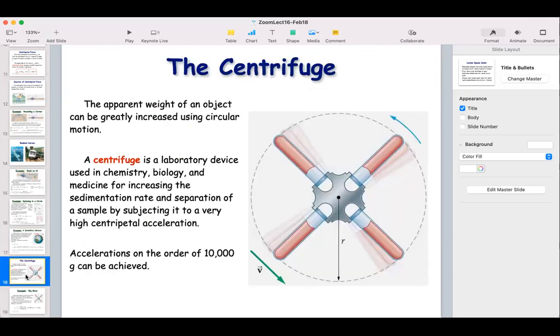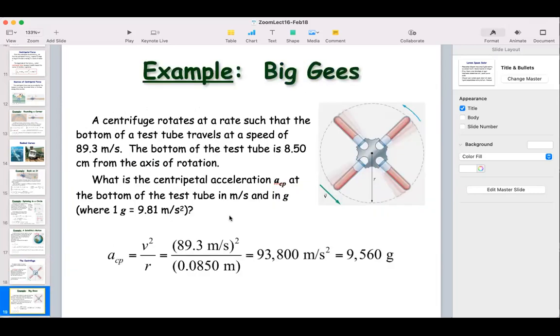Okay, then we can also speak about the centrifuge, which is a laboratory device used in chemistry and biology to increase the sedimentation rate and the separation of a sample by subjecting it to a very high centripetal acceleration. And so what you get is essentially an apparent weight. And we will see this in this example.